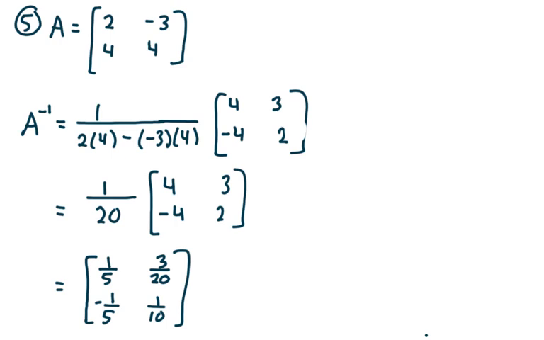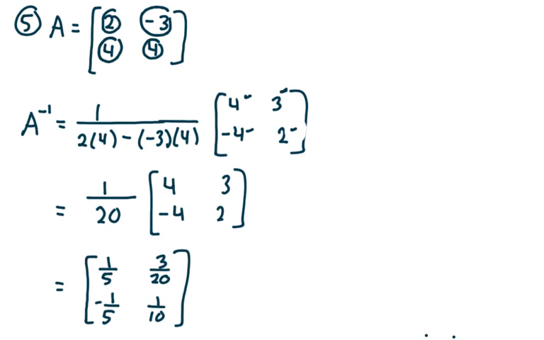So if you notice, this 4 is D, this 2 is A. This 3 up here is the opposite of negative 3, which is 3. And this negative 4 in the lower left is the opposite of 4. So notice we changed the sign of this 4 here to make negative 4. We changed the sign of this negative 3 to make 3. And then notice how here's D, here's A.